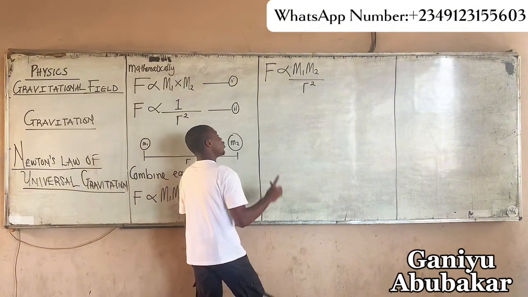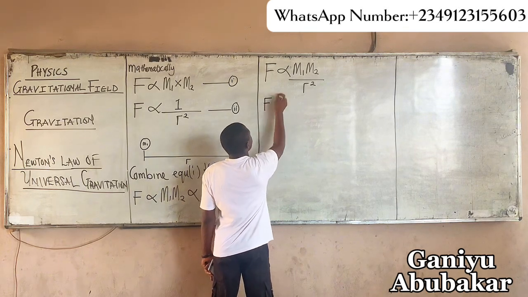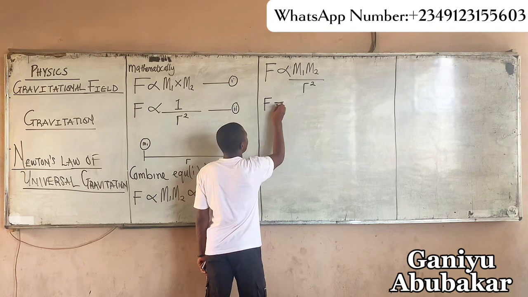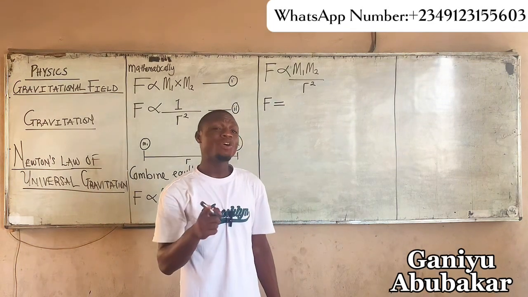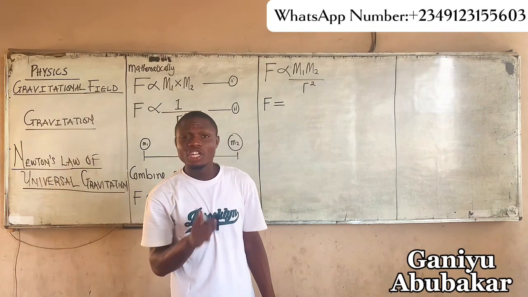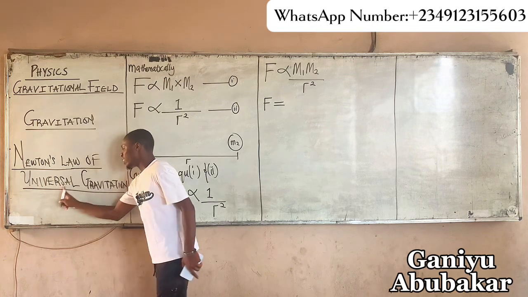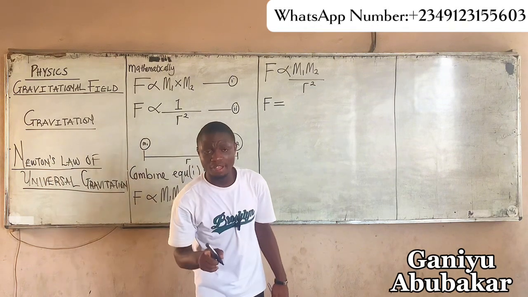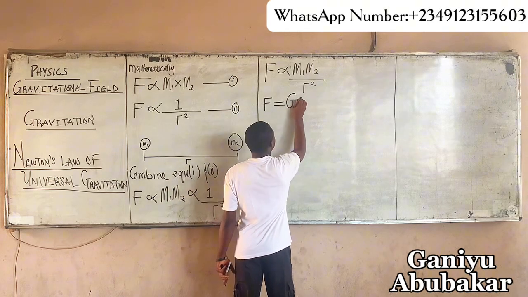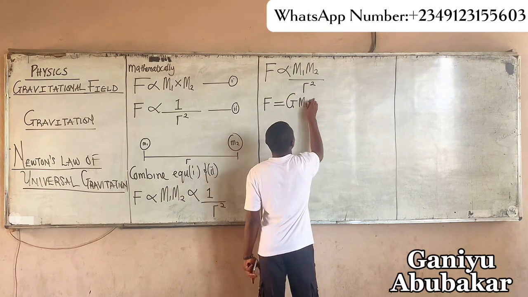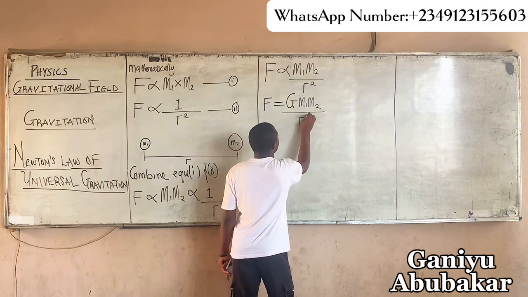All right, for me now, introducing an equal to, I'll have that F, take off the symbol, becomes equal to a constant. In this case here, my constant is not K. Note that when it comes to Newton's law of universal gravitation, the constant there is capital G. So I'm saying that my constant is capital G. Next up, m1, m2 all over r squared.